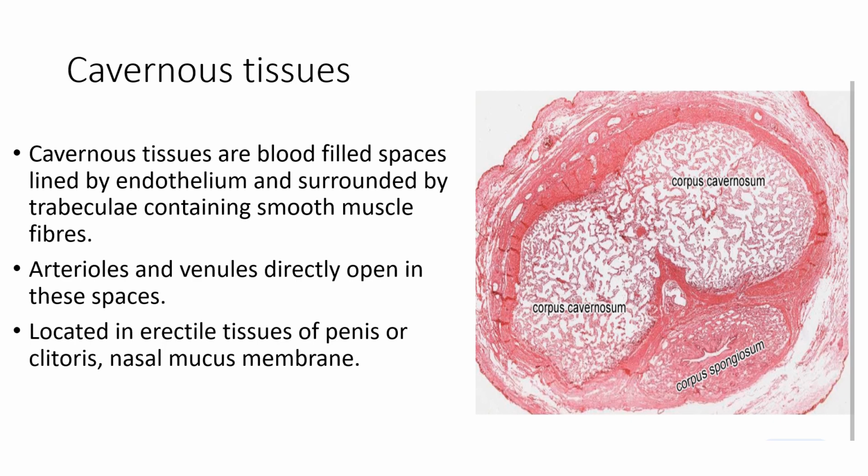Cavernous tissues are blood-filled spaces lined by endothelium and surrounded by trabeculae containing smooth muscle fibers. Arterioles and venules directly open into these cavernous spaces, and cavernous tissue is present in the erectile tissue of the penis and clitoris. It is also found in the nasal mucous membrane.